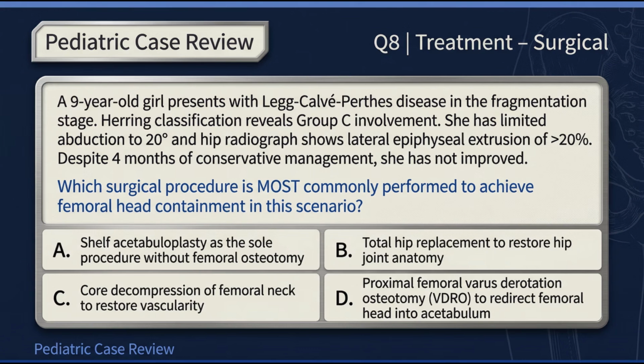Which surgical procedure is most commonly performed to achieve femoral head containment in this scenario? Option A, shelf acetabuloplasty as the sole procedure without femoral osteotomy. Option B, total hip replacement to restore hip joint anatomy. Option C, core decompression of the femoral neck to restore vascularity. Option D, proximal femoral varus derotation osteotomy to redirect the femoral head into the acetabulum.